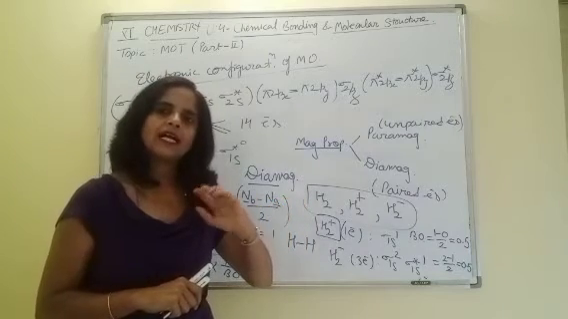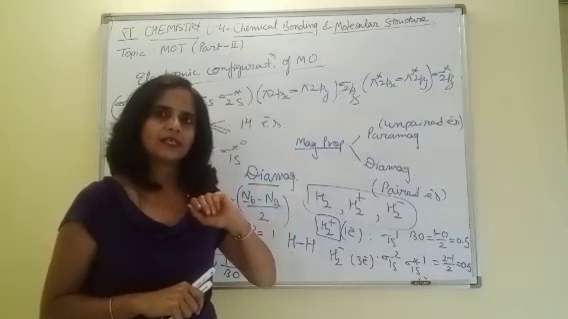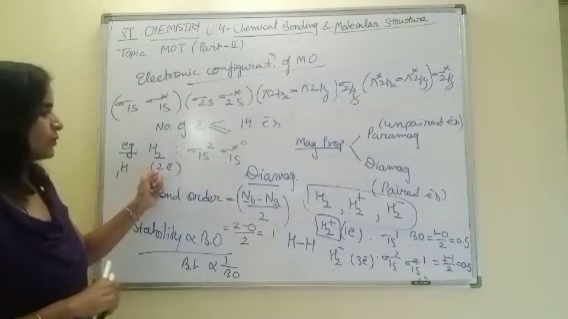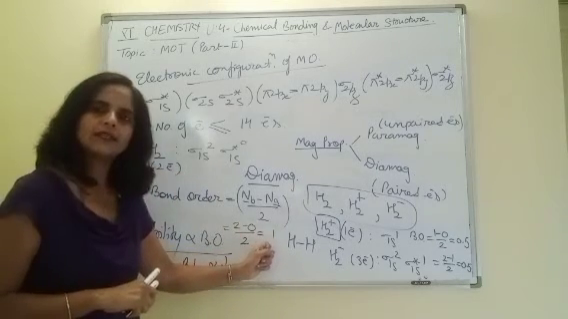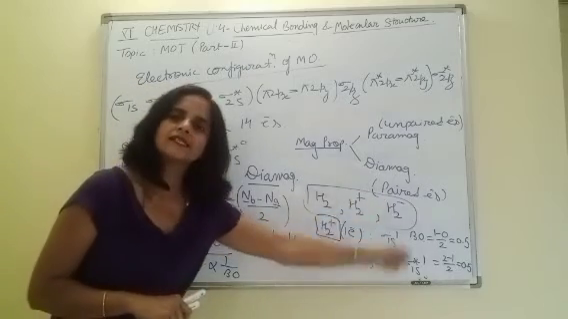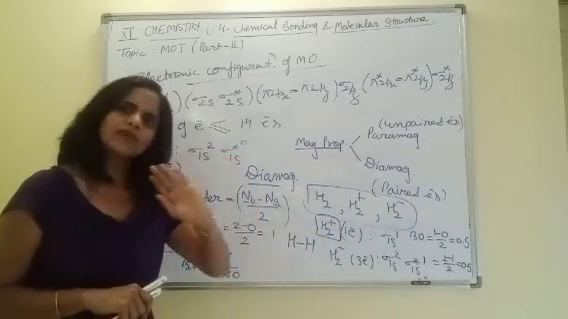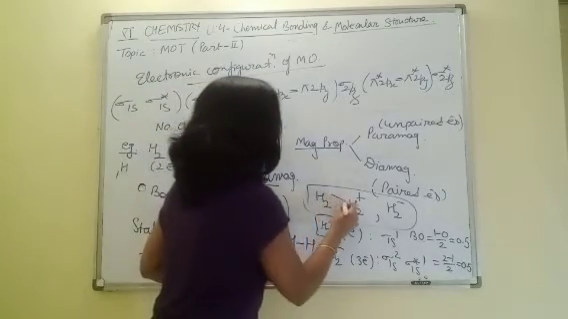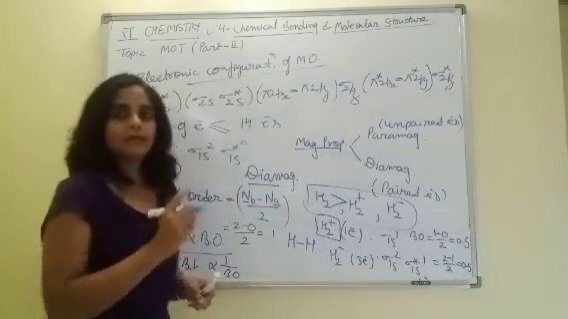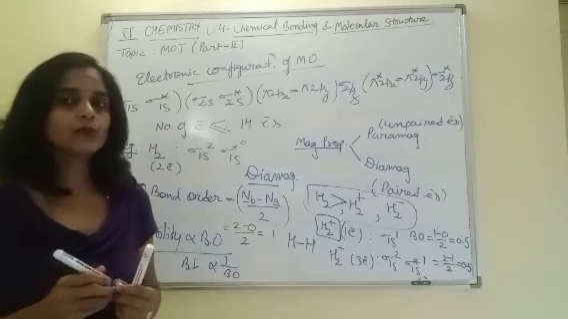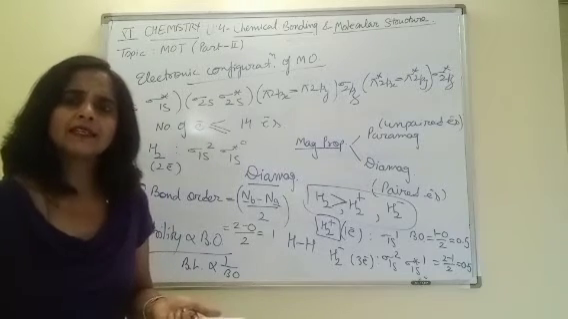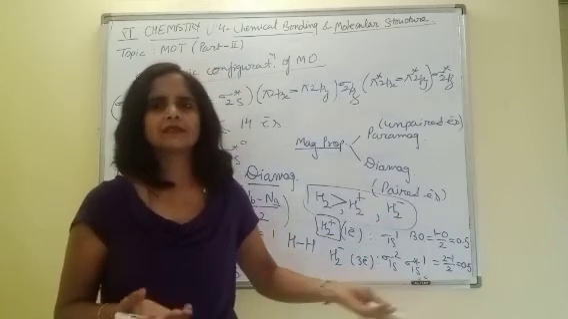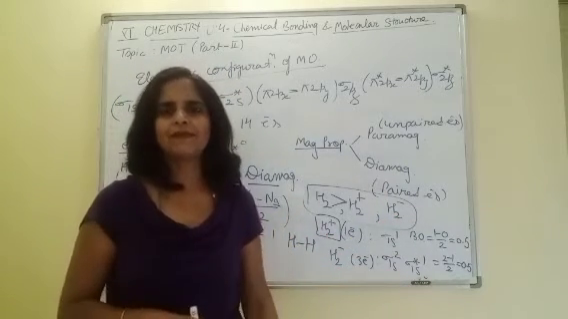As I told you, the higher the bond order, the more the stability. So the highest bond order is in the case of H2. This is 1. In these two cases, it is coming 0.5. So one thing is clear to us, that H2 is most stable. But there is a confusion between these two. You must be thinking that, ma'am, as their bond orders are the same, of course they will have the same stability.